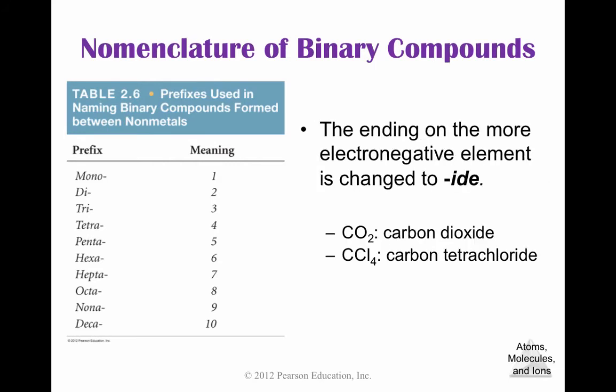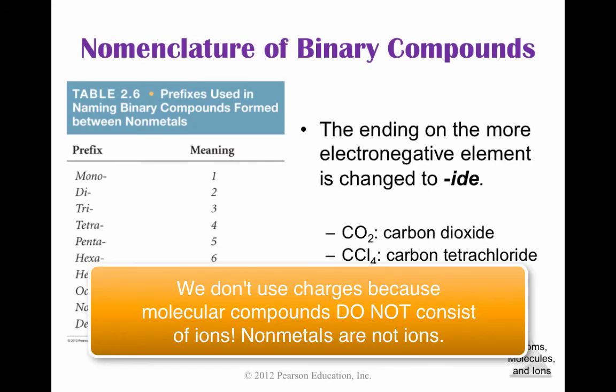And then the ending on the more electronegative element, or the one that comes at the end, is changed to ide. So CO2 is carbon dioxide. Notice it's not monocarbon dioxide, it's just carbon dioxide. CCl4, carbon tetrachloride. The prefixes tell us how many. We don't use the crisscross method, we don't use charges, we don't use anything except for the prefixes.